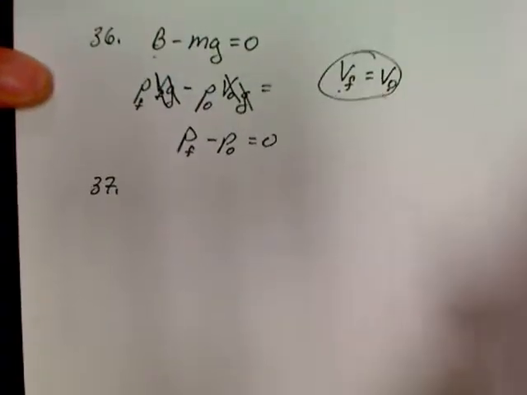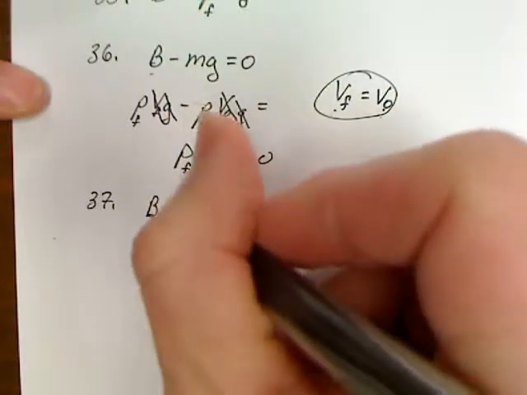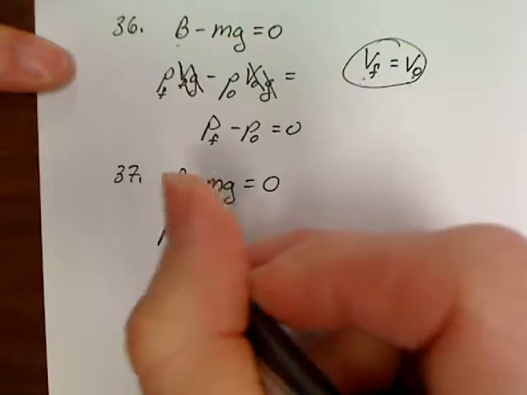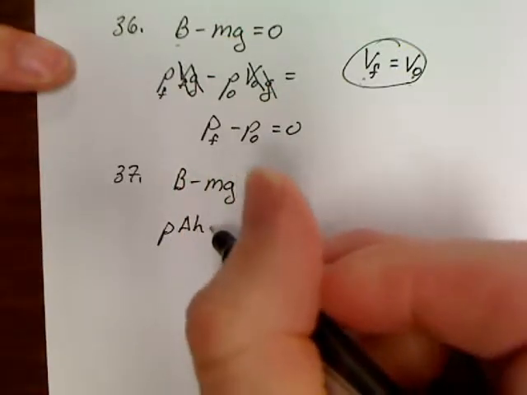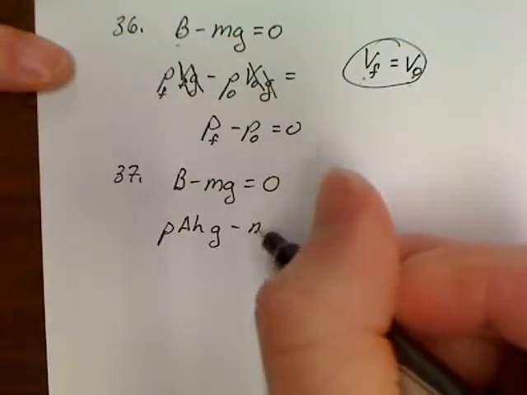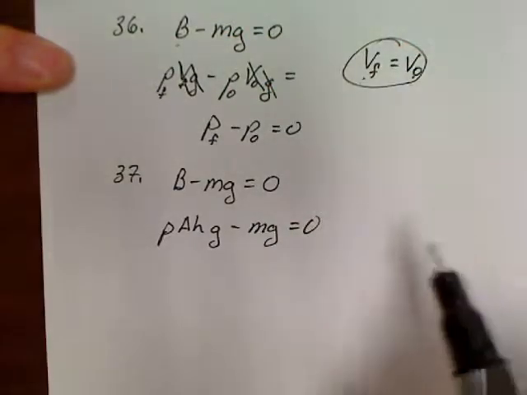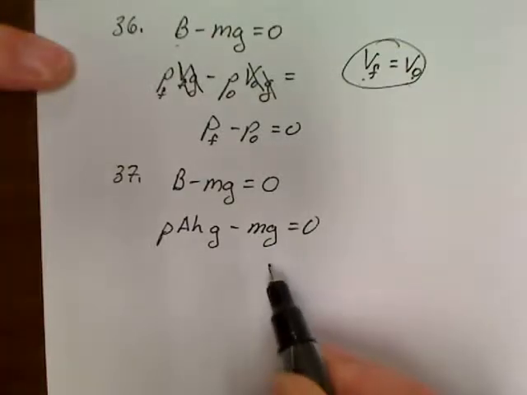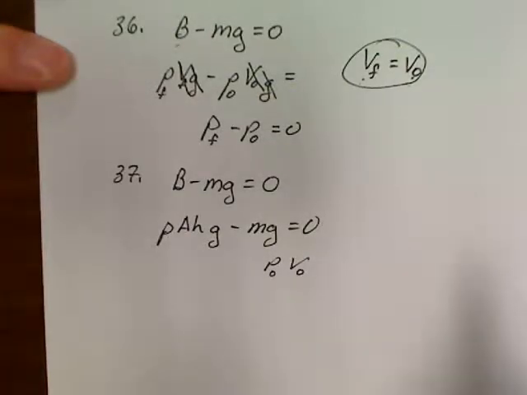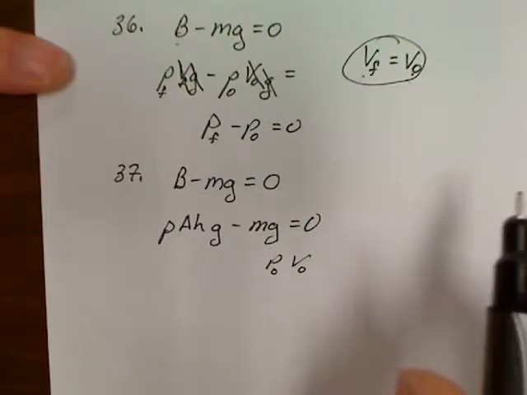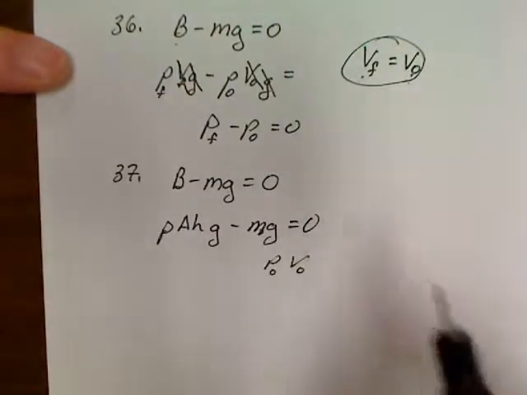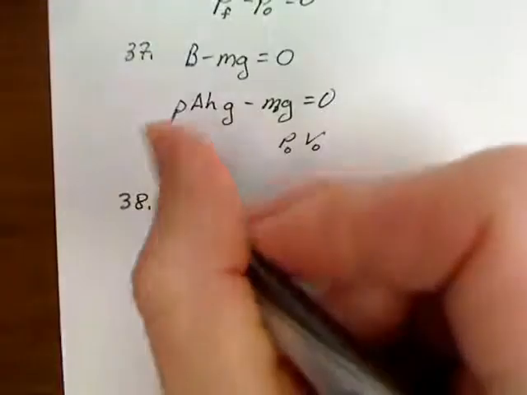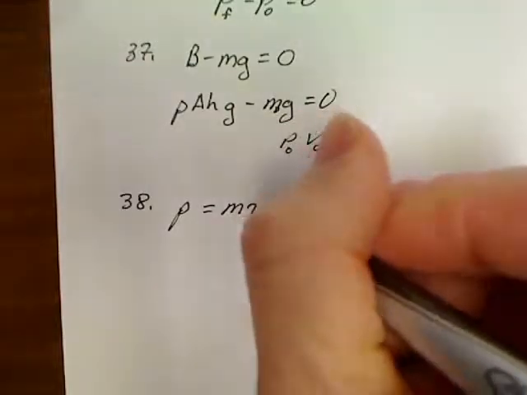37. Buoyancy when partially submerged. Once again, B minus mg equals 0. The catch, though, is rho V g minus mg equals 0. And remember, anytime you want to, you can change that mass to a rho O V O in the problem whenever you want to. So this mass is always talking about your object. 38. Momentum is equal to mass times velocity.